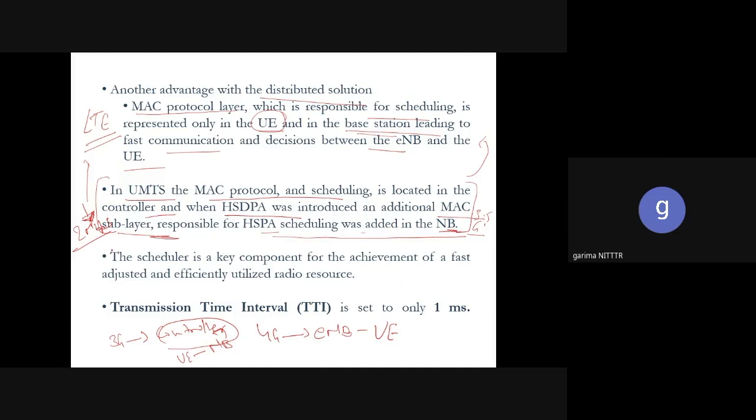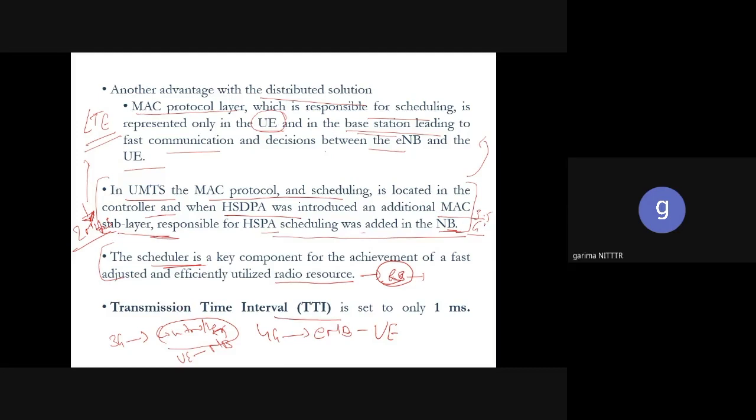So we can say that the scheduler is basically a key component for achieving a fast, adjusted, and efficiently utilized radio resource. Whichever radio resource or radio block you are using, you have to utilize it efficiently, because spectrum efficiency is one of the major parameters to be achieved by service providers, because it will provide optimum usage of the spectrum and increase the capacity of the service provider. So for that, the scheduler has an important role, and that is why in 4G they shifted the scheduler to the e-node B.